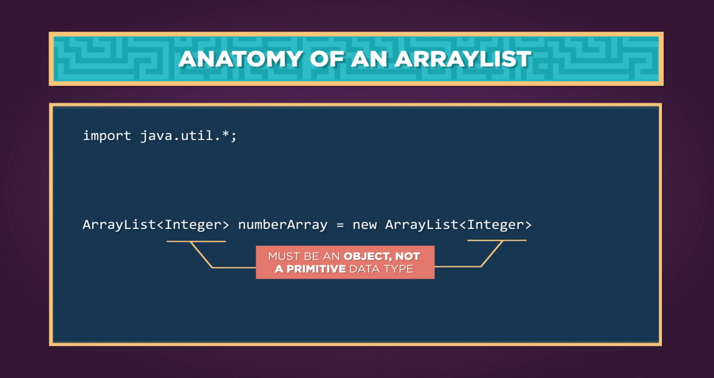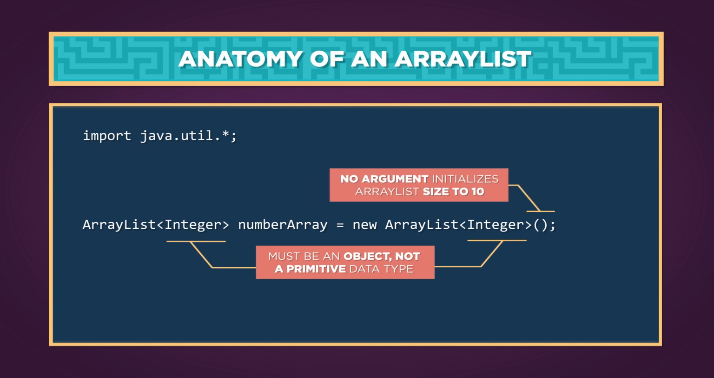Then we end with an empty set of parentheses to call the no-argument constructor. The no-argument constructor initializes the 1D array instance variable with a default size of 10. This list can now be filled with as many integers as we'd like.